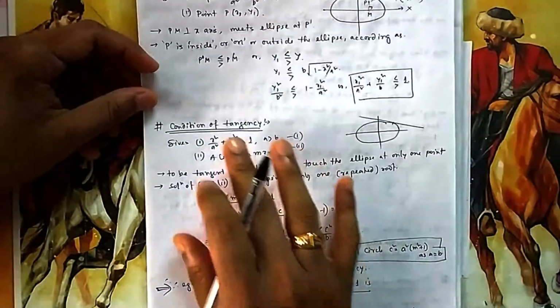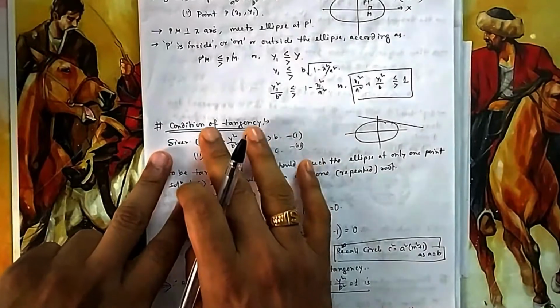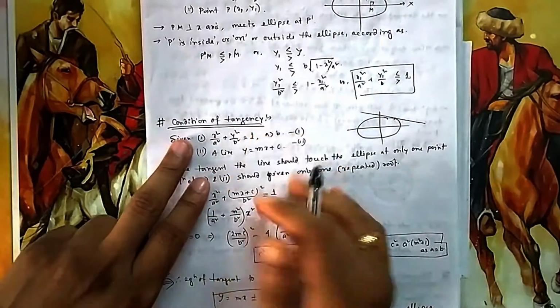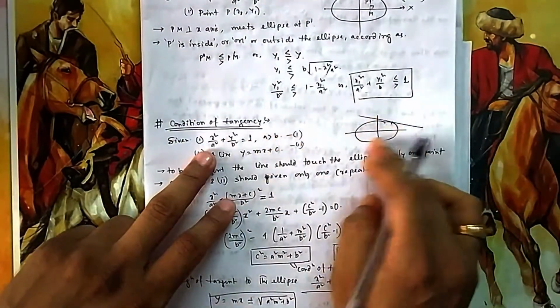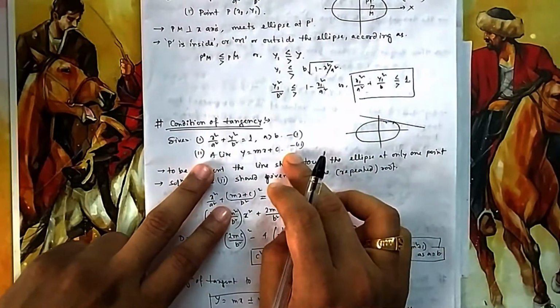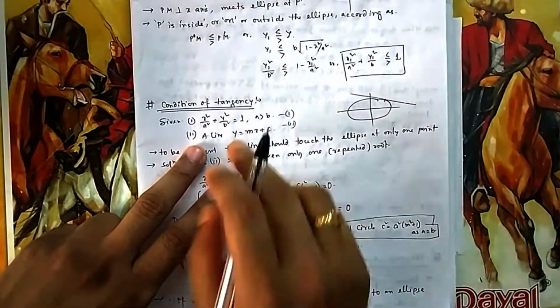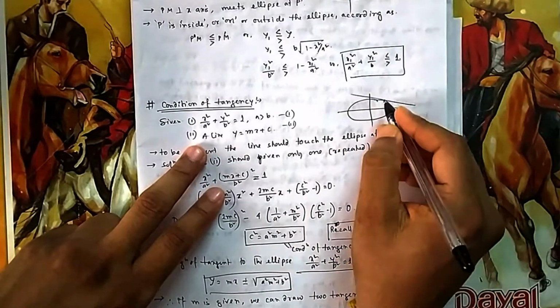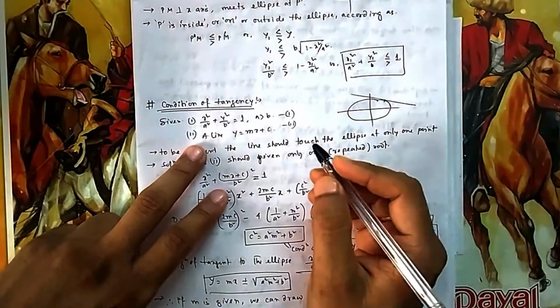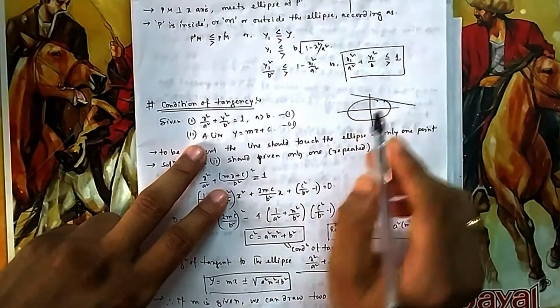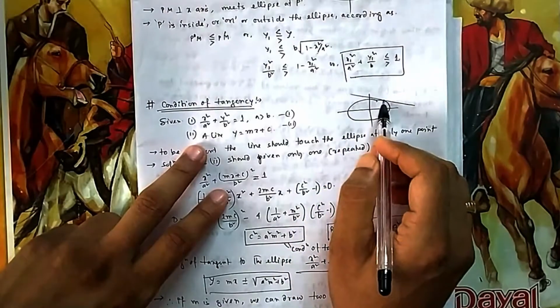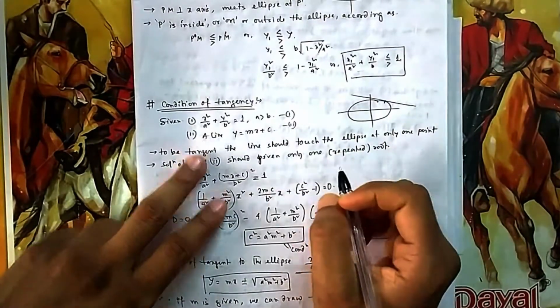Okay, now the next article is condition of tangency. So if you are given an ellipse and a straight line, now you have to find at what condition it will become a tangent to this given ellipse. So for tangency, as we solved in the case of parabola, it should touch at only one point. That is the idea. If it touches at only one point, then it will be a tangent at that point.